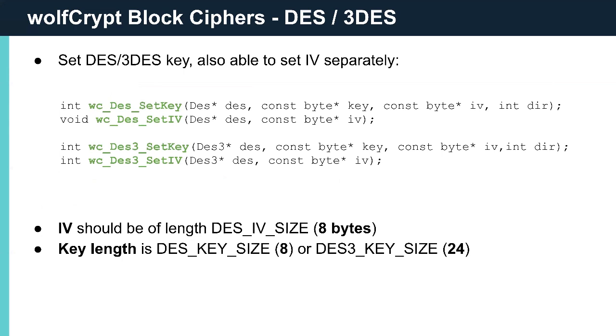You can set the key and IV separately for DES and triple DES using these APIs. Again, the IV should be the size of the block length, which for DES is 8 bytes. The key length is either 8, which is for DES, represented by the DES key size define or enum, and triple DES key size is 24 bytes.